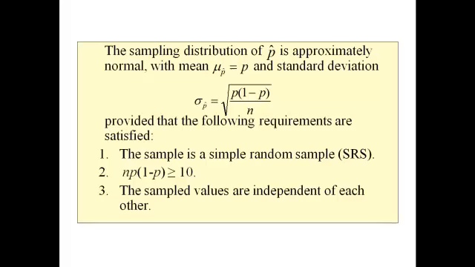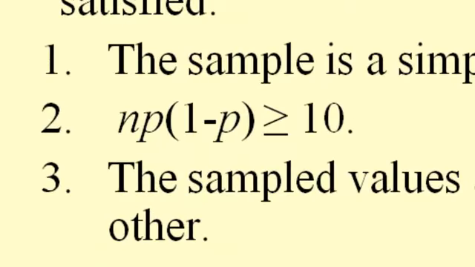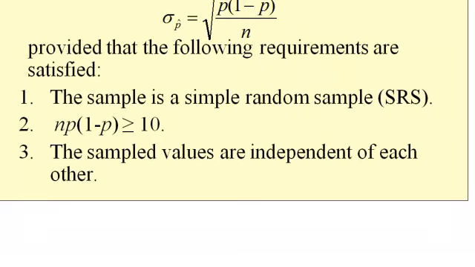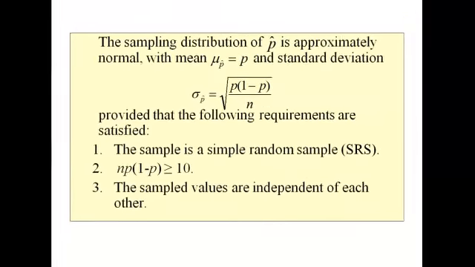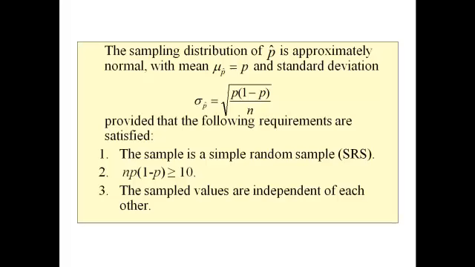First of all, our sample is a simple random sample from the population of interest. Second, we need n times p times 1 minus p to be greater than or equal to 10, and we need the sampled values to be independent of each other. Now, it's this mathematical theory, the fact that the sampling distribution of P hat is approximately normal, that our test is based on.